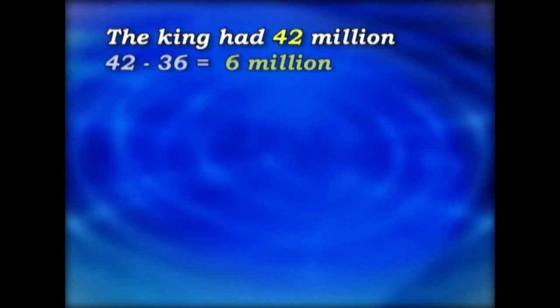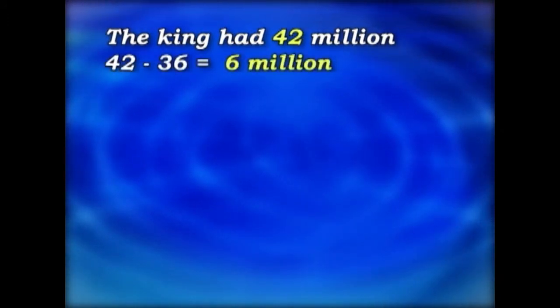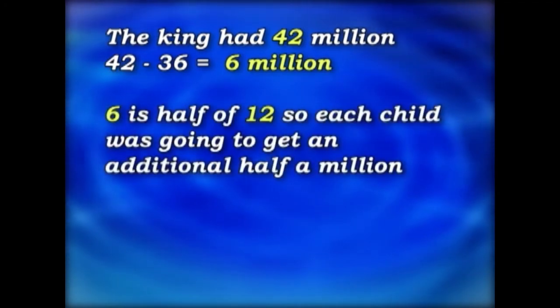The king had 42 million. So 42 minus 36 equals 6 million. 6 is half of 12, so each child was going to get an additional $500,000.